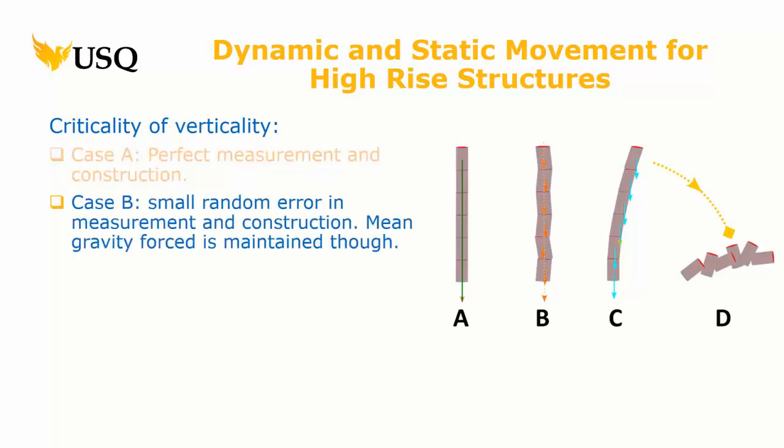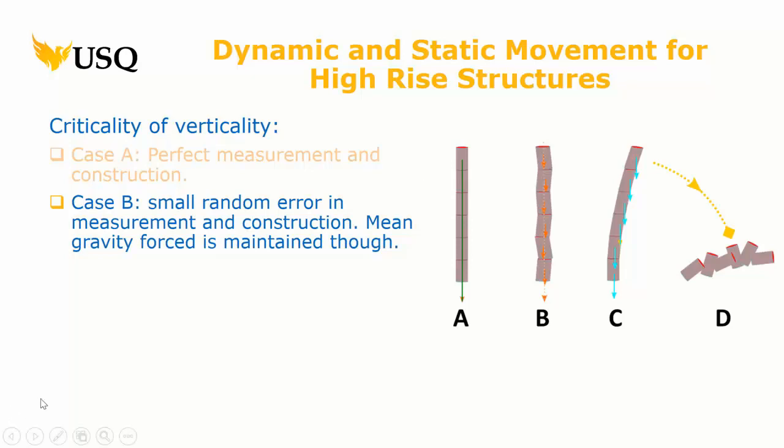Now in case B, which is probably more realistic, there are small random errors in both the construction and, say, the surveying, but they are truly random. So in other words, you put up one floor and it's slightly out, it's just as likely the next floor is going to come back this way. So that still will work, right? It won't be as strong because there's a change in the axial correctness of it, but it won't fall over.